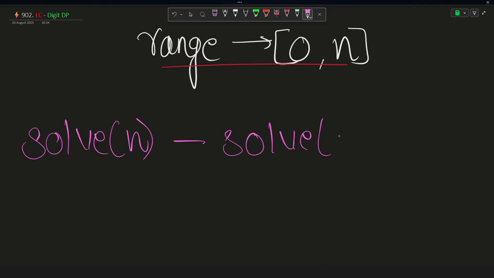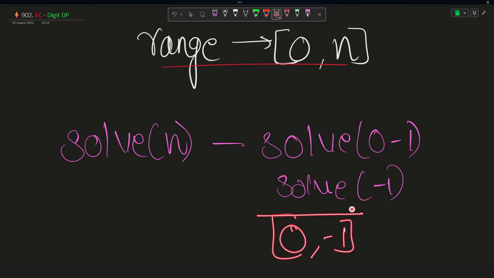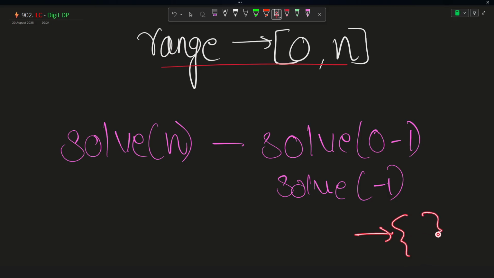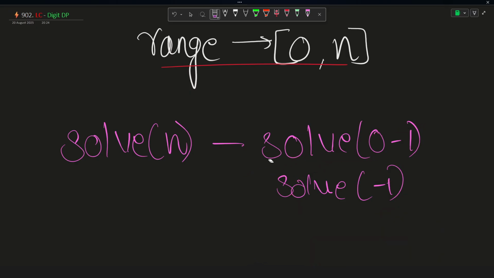So since 0 is written, so 0 minus 1. So this will be the thing here, and we know that this will be equal to nothing but solve of minus 1. That is, we have to check out each and every possibility starting from 0 and going till minus 1 in this direction. And in this range, there is actually no integer, so that's why this will yield nothing but 0. So that's why the value of this part will be 0, so we can simply erase it.